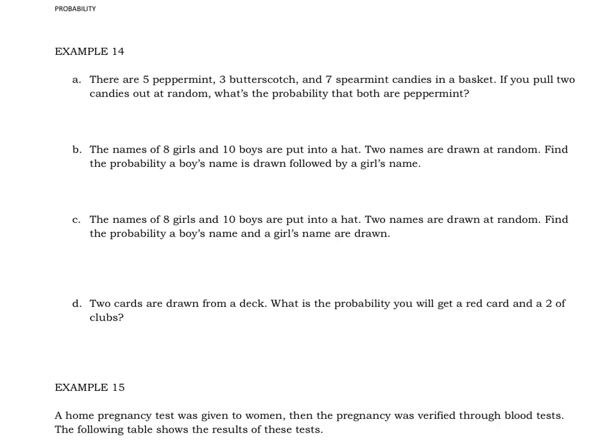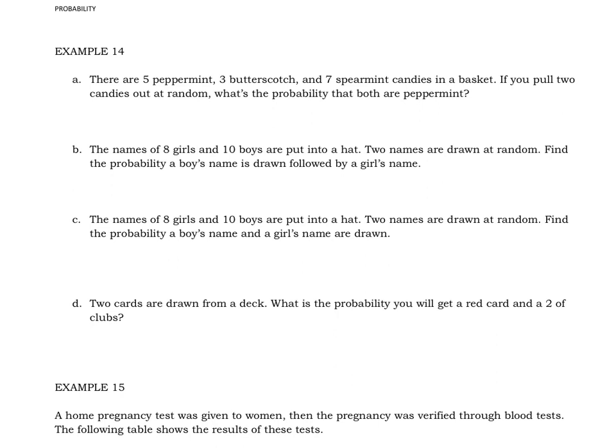Probability example 14. Now the beauty of A, B, C, and D is that it will encompass a lot of things that we've learned so far. And also it's a foreshadowing of what is to come. So let's go. There are 5 peppermint, 3 butterscotch, and 7 spearmint candies in a basket.